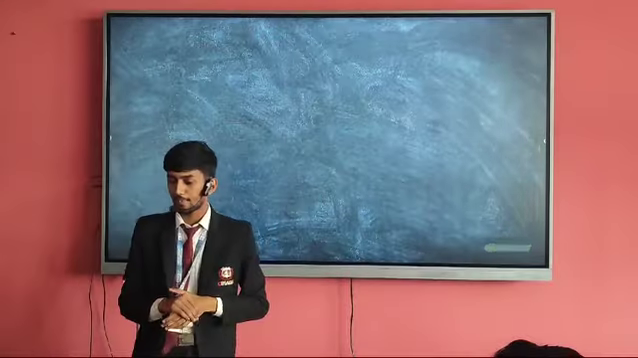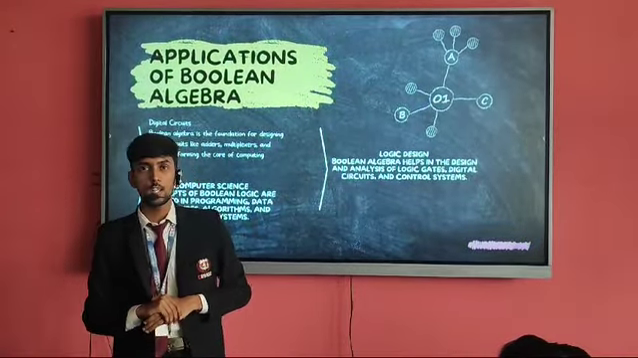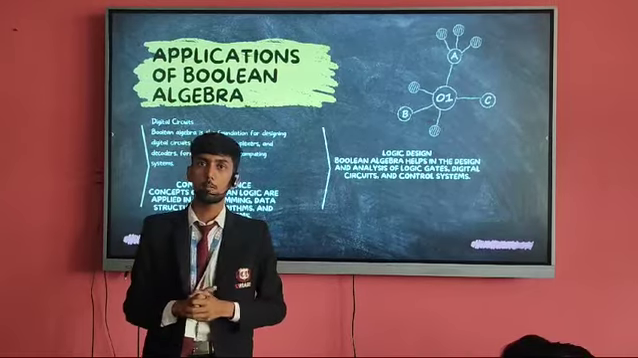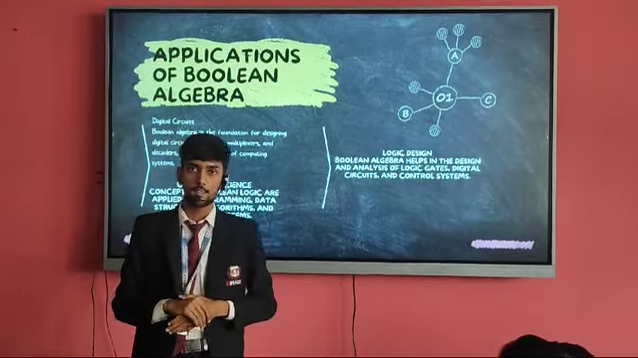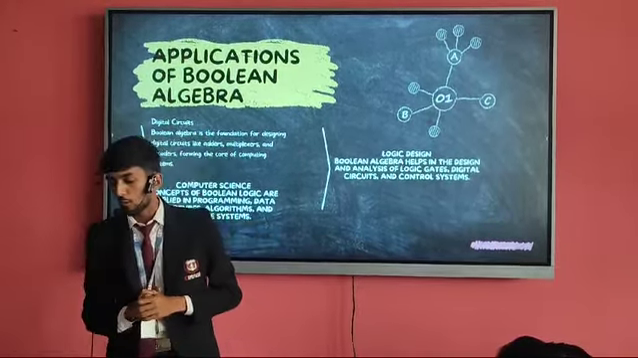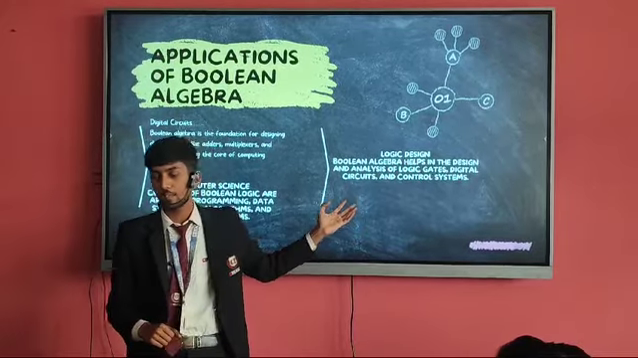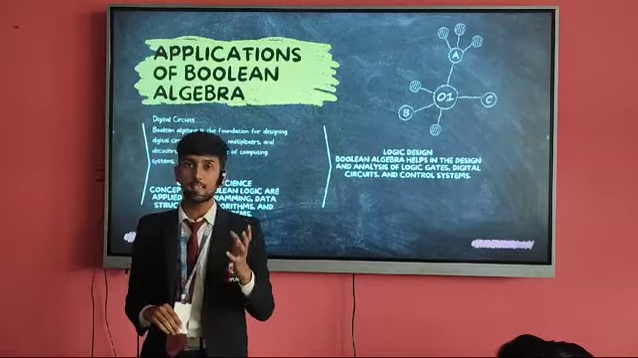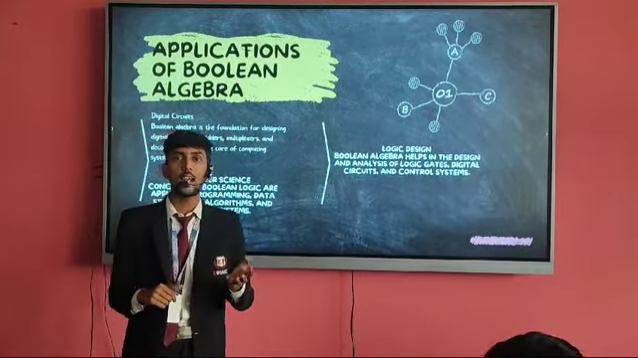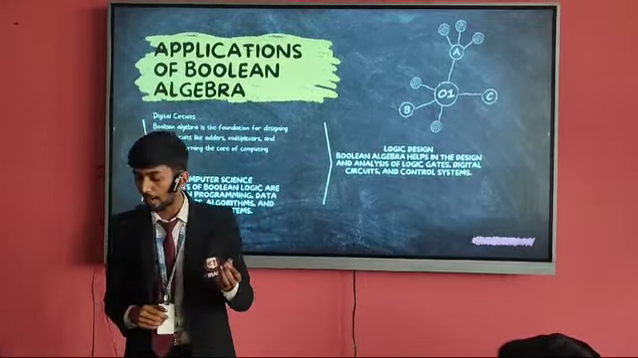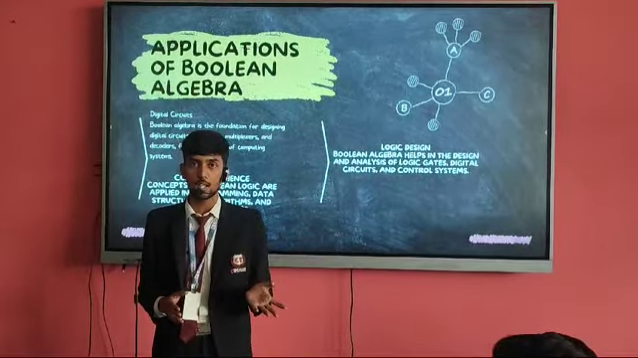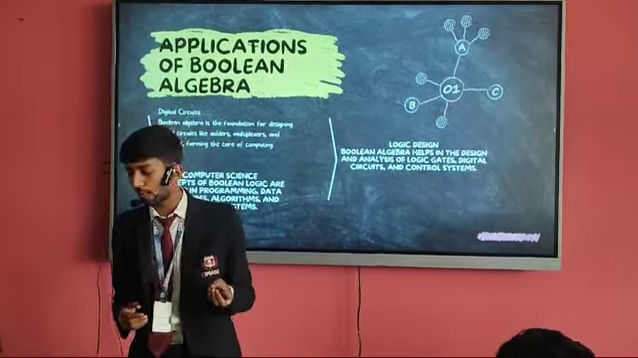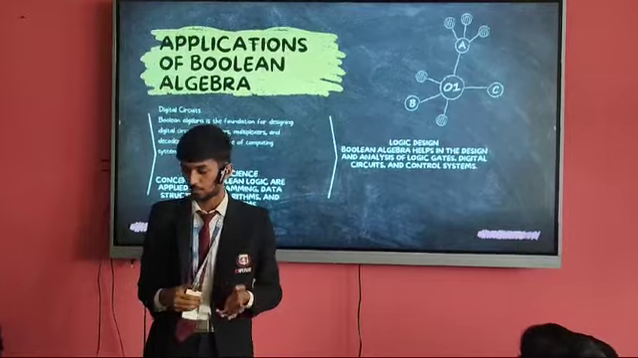Coming to our next slide, which is the application of Boolean algebra. As I have already discussed before, it is used in robotics, digital electronics, and all. So first application I have mentioned, which is digital circuit. Boolean algebra is the foundation for designing digital circuits. Digital circuits can be named as adder, subtractor, multiplexer, encoder, and decoder, which we are known to, and we are very familiar with those topics.